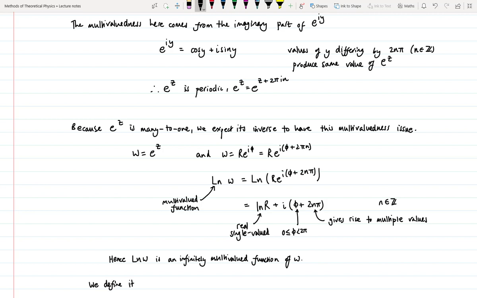Well, we define its principal value, so the principal value of the complex logarithm function. We denote this by a lowercase l for the ln, by taking n equals 0. And hence we have that the principal valued version of the complex logarithm ln w is given by the logarithm of the modulus of w plus i times its principal valued argument.